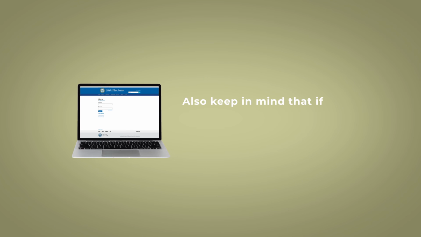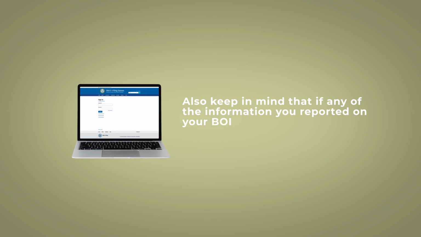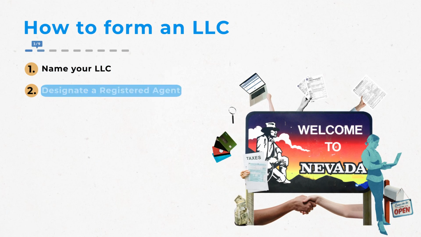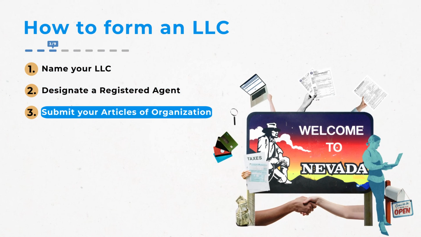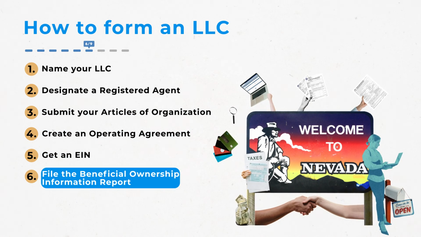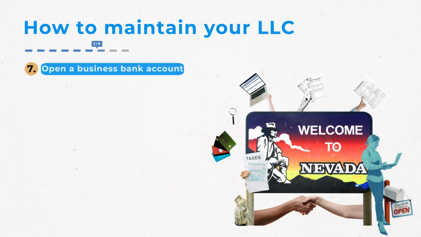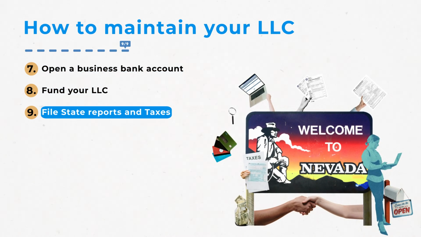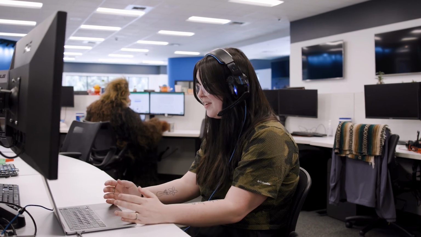Also, keep in mind that if any of the information you reported on your BOI report changes, you have 30 days to report the changes. So that's the process for getting your Nevada LLC up and running. Name your business, designate your registered agent, file your articles of organization, draw up an operating agreement, obtain an EIN, and file your BOI report. Once that's complete, you can open a business bank account, fund your LLC, and complete all filings to stay compliant with the state.